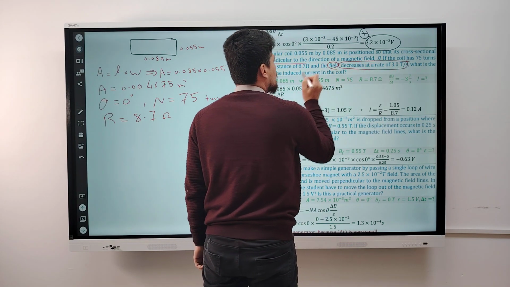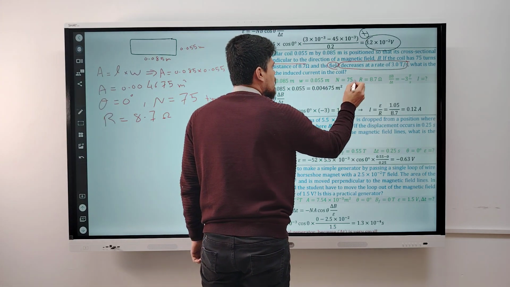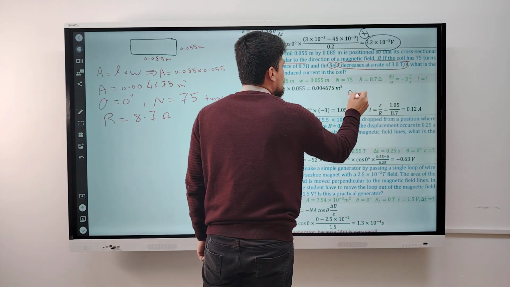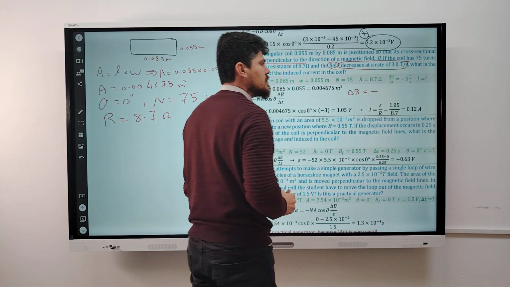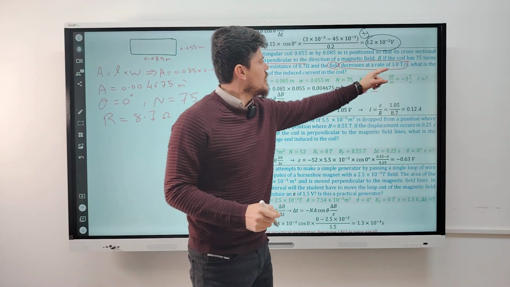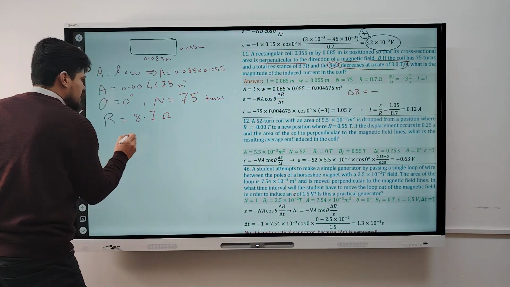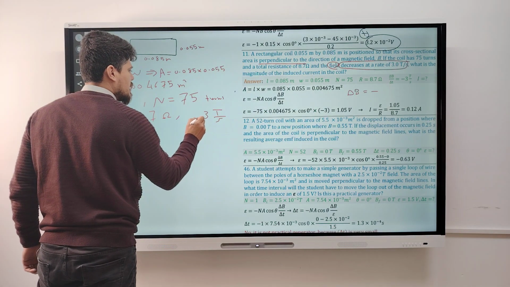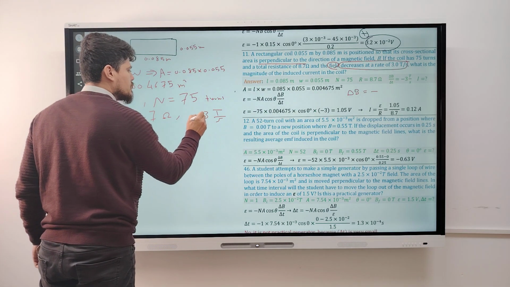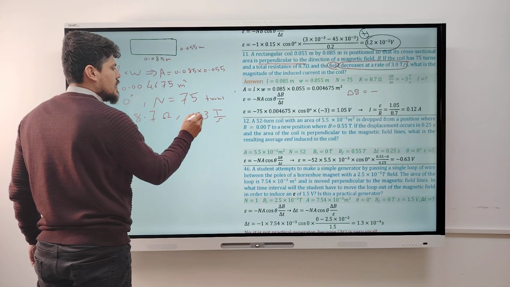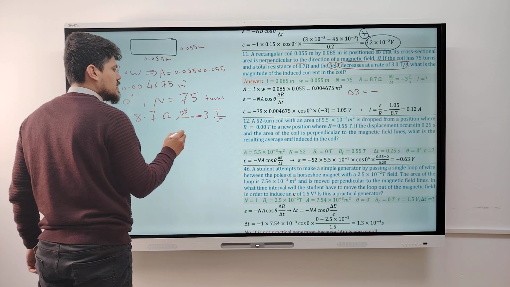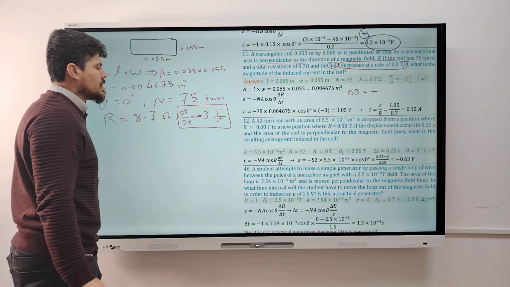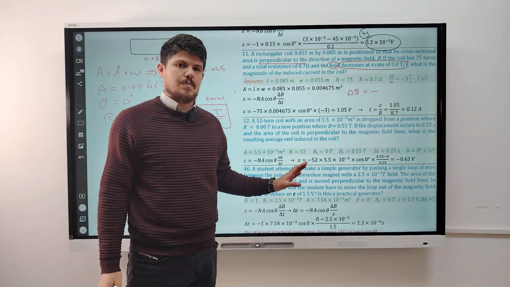What happened to the magnetic field? The magnetic field decreases, okay? When the magnetic field decreases, it means that delta B is negative. What is this number? 3 Tesla per second. Decrease or increase? Decrease. So you have to write the negative sign. What is Tesla? Change in magnetic field. What is second? Time. It means that delta B over delta T is given directly.